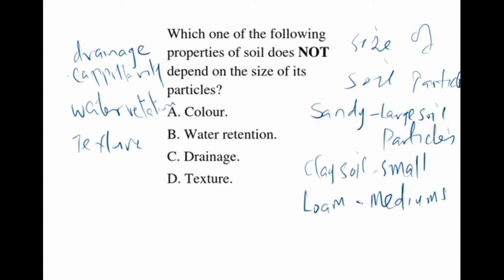Therefore, when you look at those physical properties of those different types of soil, they are determined by the size of the soil particles. Therefore, the property that is not determined by the size of the soil particle is the color of that soil. But when it comes to drainage, water retention, capillarity, and texture, all are determined by the size of the soil particle in each soil.